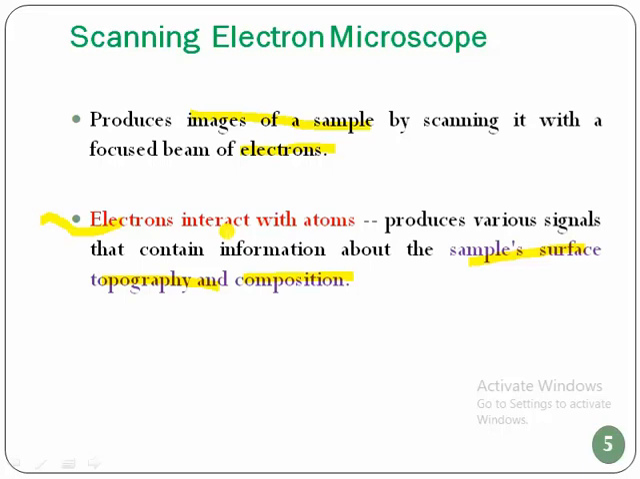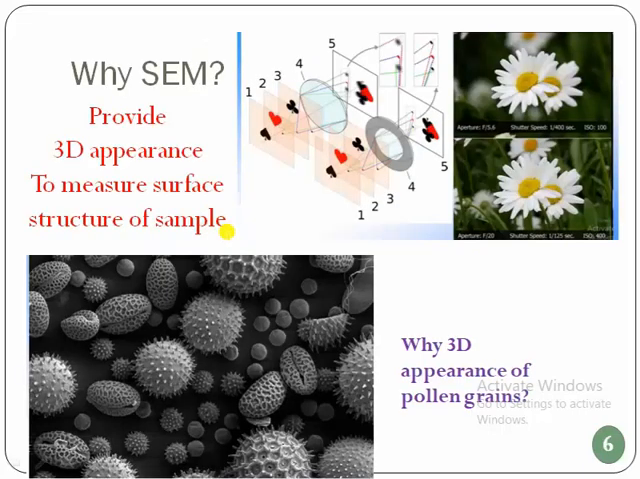It will clear in detail further. Now we will see first why scanning electron microscope. This is again my question. Because it provides 3D appearance to measure the surface structure of the sample.